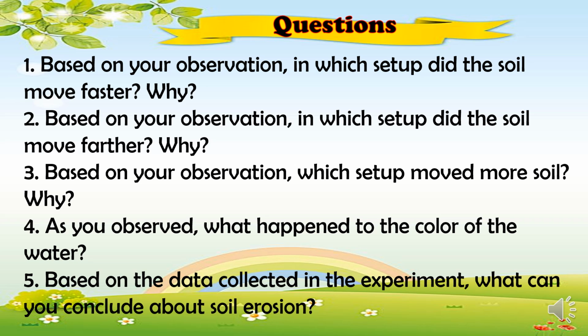Number 3, based on your observation, which setup moved more soil and why? Number 4, as you observe, what happened to the color of the water? And number 5, based on the data collected in the experiment, what can you conclude about soil erosion?